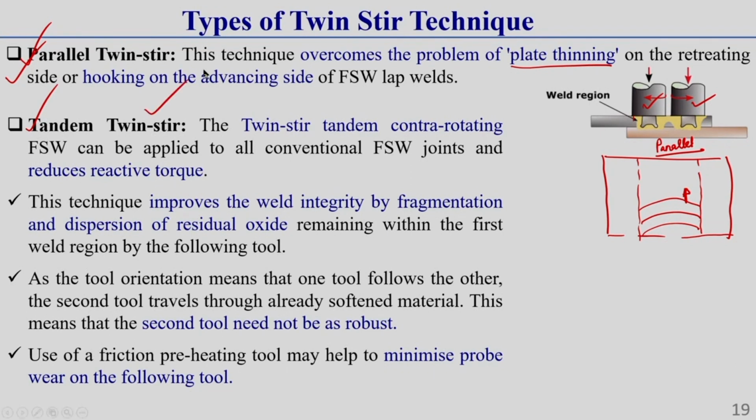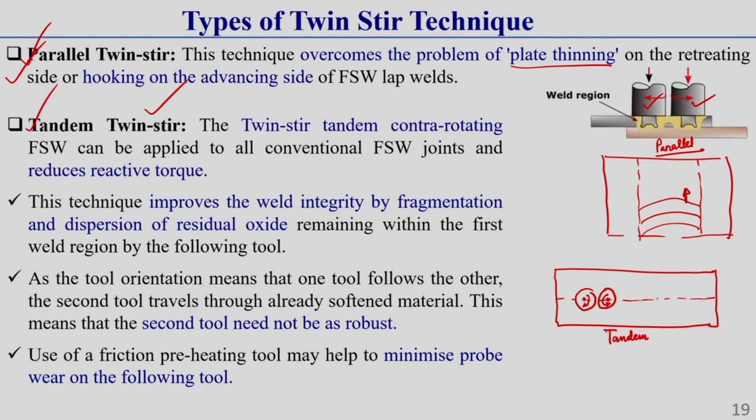Now, the tandem twin stir friction stir welding process. Here two FSW tools are placed simultaneously, one after another. That means this is one FSW tool, this is another FSW tool. One is rotating clockwise, another is rotating, let us say, anti-clockwise. The tools pass along the same line simultaneously. This you should keep in mind. So this is called the tandem twin stir FSW process. Tandem twin stir is a contra rotating FSW. Contra rotating means two oppositely rotating FSW tools are there.